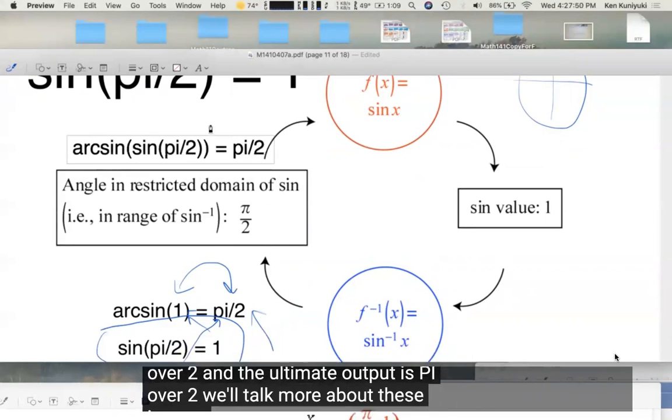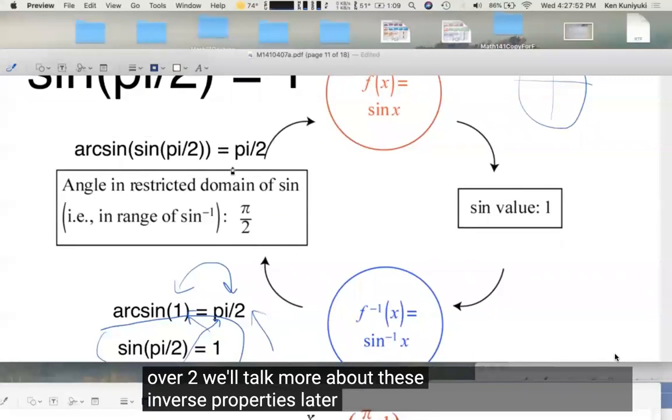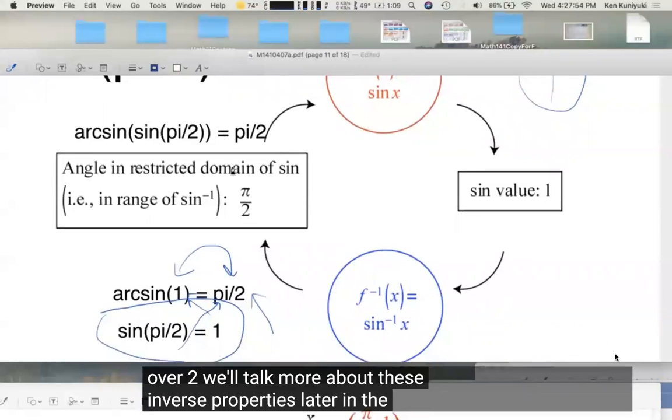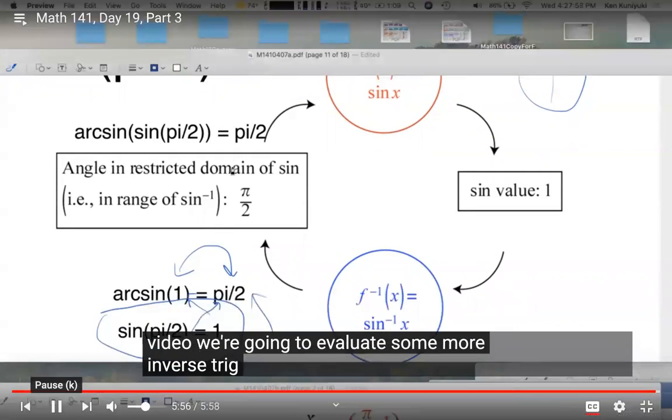We'll talk more about these inverse properties later. In the next video, we're going to evaluate some more inverse trig functions. So any questions about this loop-to-loop here? Because this is key to understanding how these functions are inverse functions, right? They undo each other. Inputs and outputs switch. Any questions?